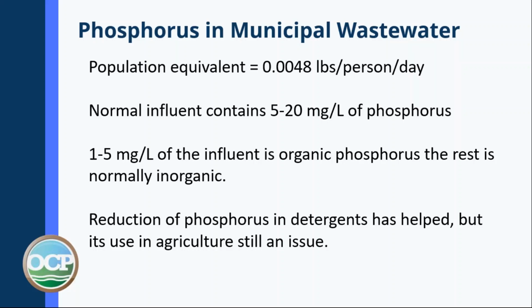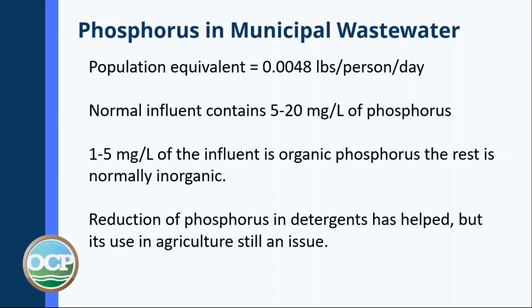contributes 0.0048 pounds of phosphorus per person per day. That's one of the population equivalents you talked about in chapter 3. Normal influent contains 5 to 20 milligrams per liter of phosphorus. This is municipal influent we're talking about. All bets are off if you're in the meatpacking industry or anything like that with a wastewater plant.